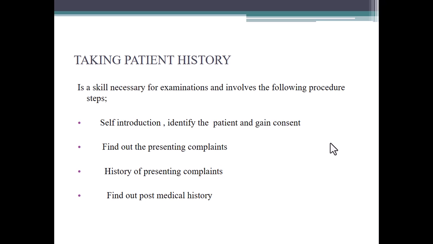So taking patient's history is a skill necessary for examination and involves the following procedure steps. How do you take history? Self-introduction. Introduce yourself, and also let the patient introduce themselves. So after you have introduced, explain to the patient what you're going to do. And the main aim of you explaining to the patient what you're going to do is for you to gain consent. You cannot perform any procedure on a patient without gaining consent.